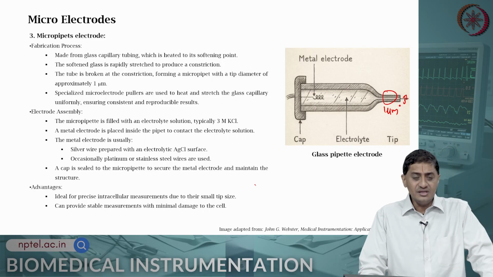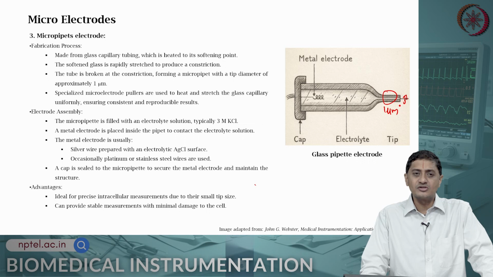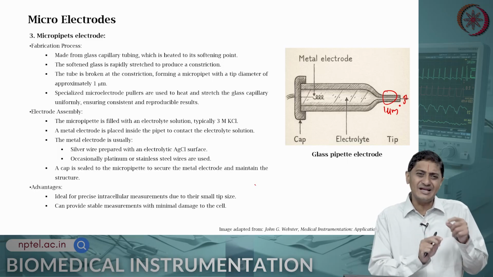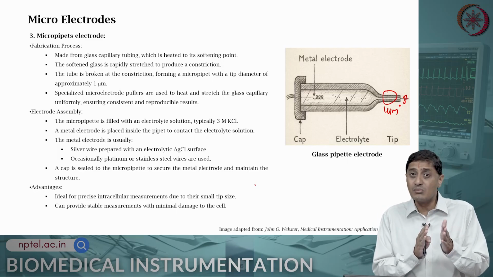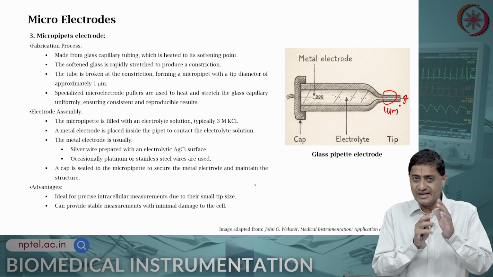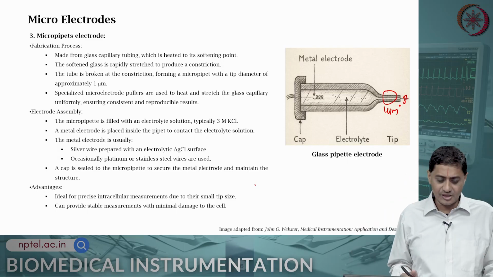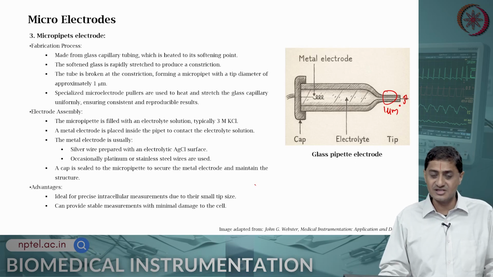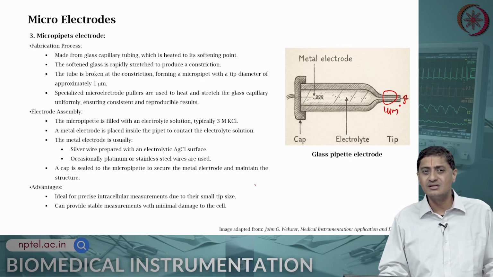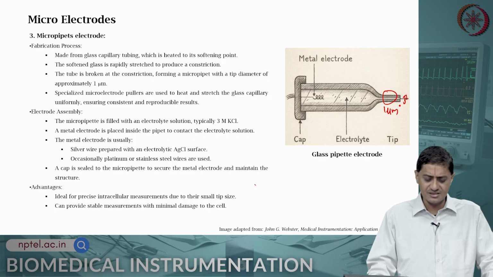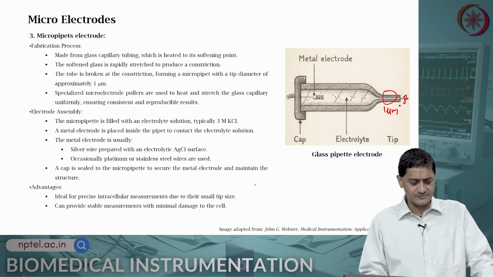Now, what you need is a tool that is essentially a microelectrode puller, used to quickly heat and quickly stretch. So, you need a thermo-electromechanical device that will heat and quickly pull. These are specialized microelectrode pullers that are used to heat and stretch the glass capillary uniformly, so this method is a relatively consistent, reproducible method.